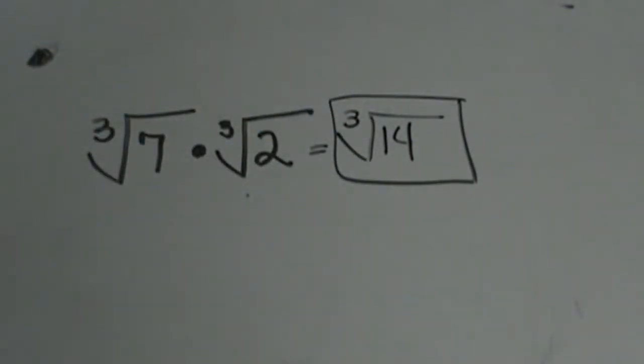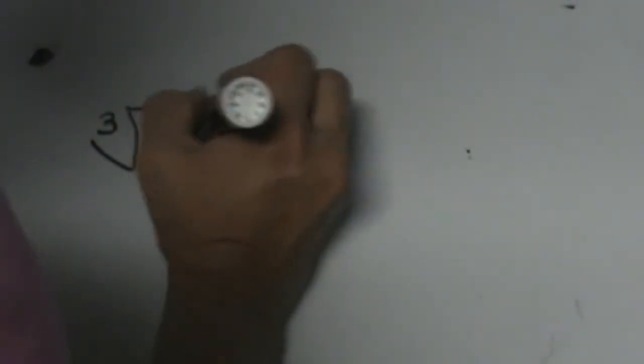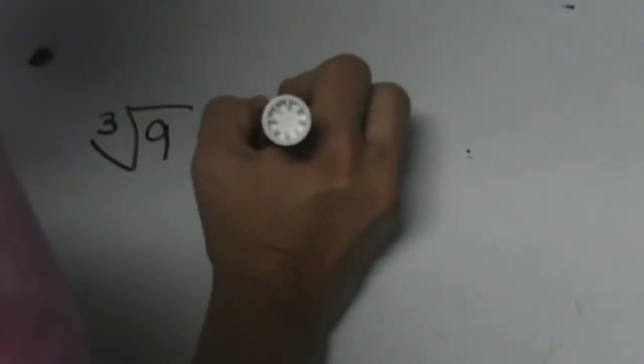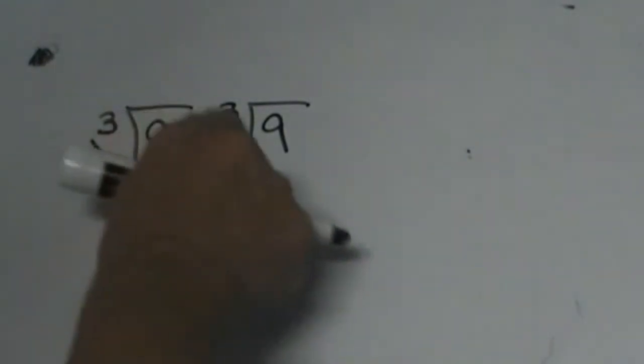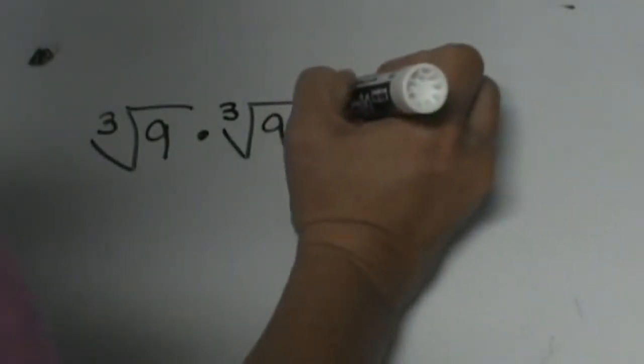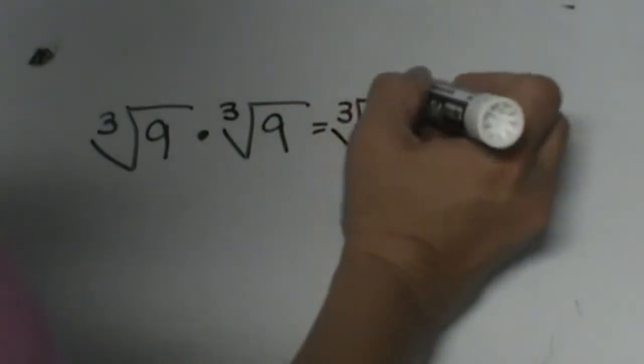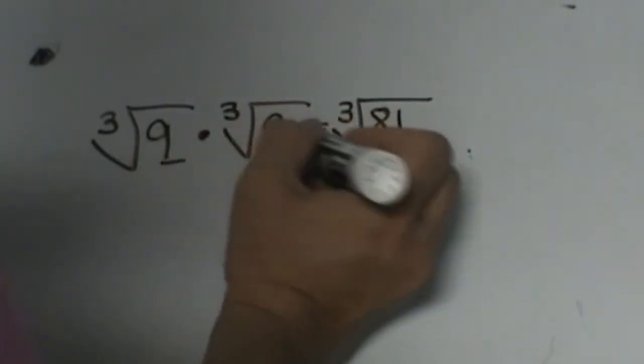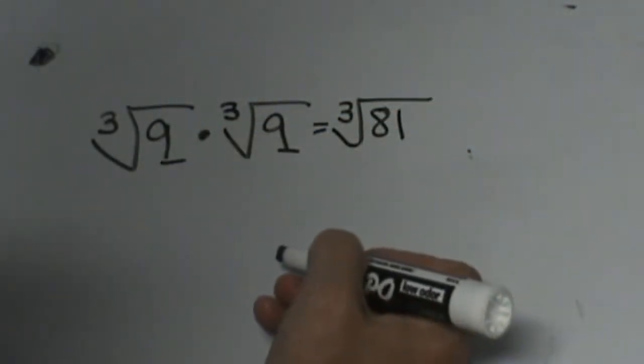Okay, now let's look at one that may have a little bit simpler form. What if we had the cube root of 9 times the cube root of 9? A couple ways you can do this one. Well, we have the same root, so I can go ahead and multiply the 9 and the 9 together, and I get the cube root, and the cube root doesn't change, of 81, because 9 times 9 is 81, so you're going to multiply the bases together.